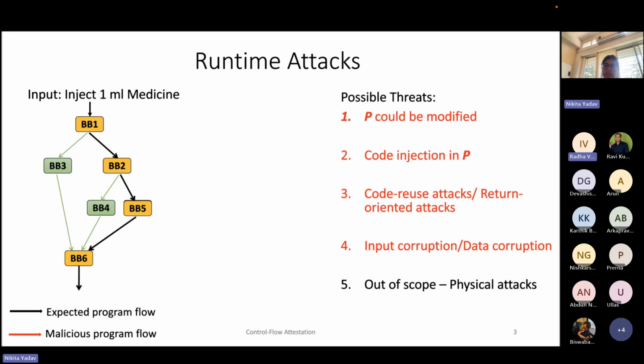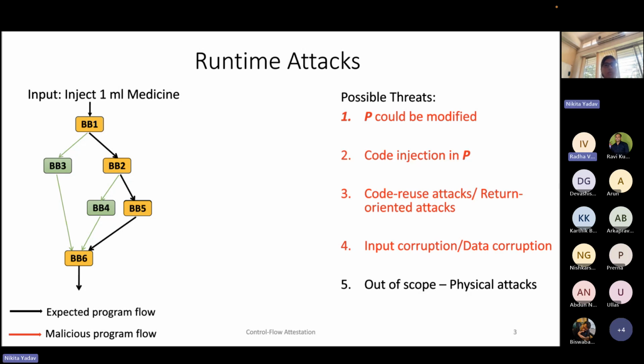And the fourth type of attack is input or data corruption. So the attacker can change the input that you are giving to the program. So instead of giving the input command inject 1 ml medicine, it can just change the amount of the medicine, or it can change some other data which your program is reading. Now, lastly, the physical attacks, we consider them to be out of the scope for this work. If the attacker has physical access to the device and makes any physical changes or tampers with the device itself, then we cannot detect those kinds of attacks with this particular approach.